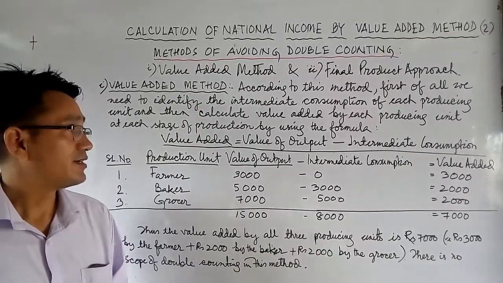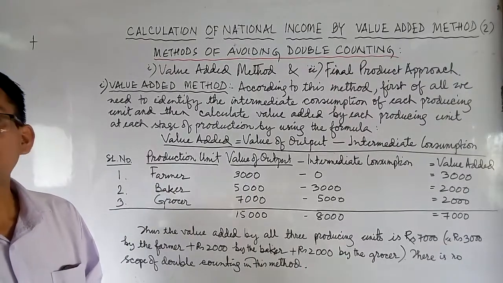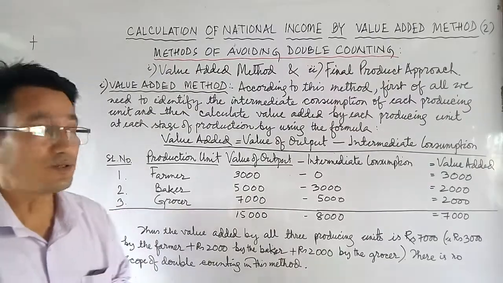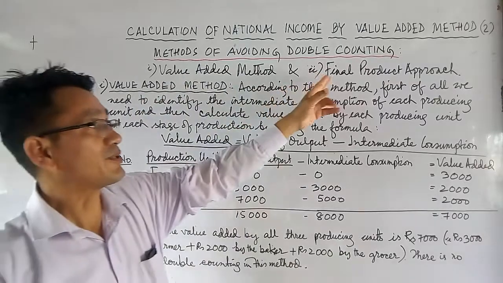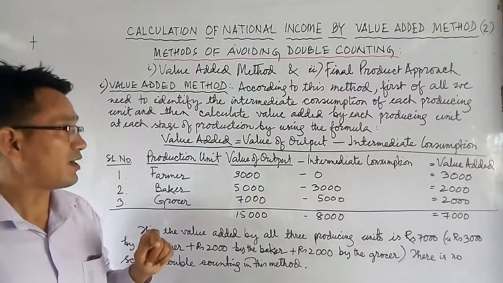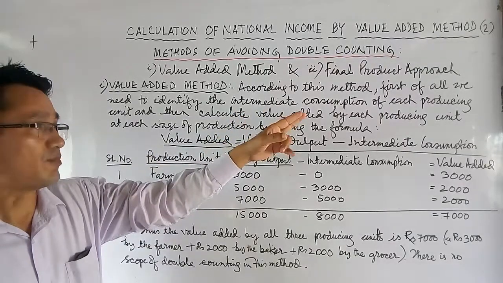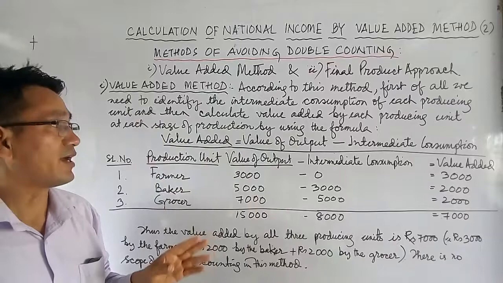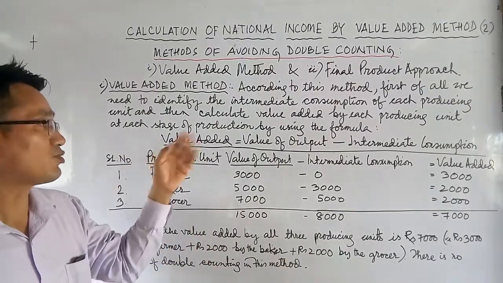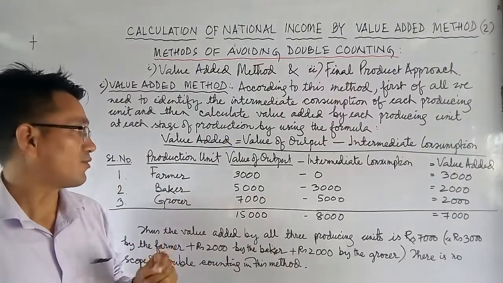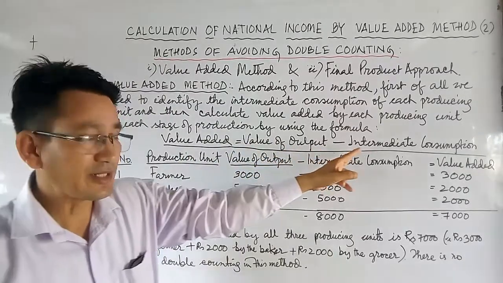Now let us see, we have 2 methods for avoiding double counting in national income calculation by the value-added method. What are those? One is the value-added method, and the other is the final product approach. According to the value-added method, first of all, we have to identify the intermediate consumption of each producing unit, and then calculate the value added by each producing firm at each stage of production using the formula: value added is equal to value of output minus intermediate consumption.